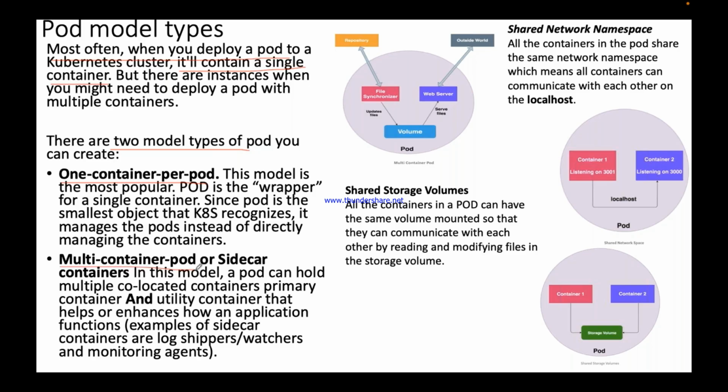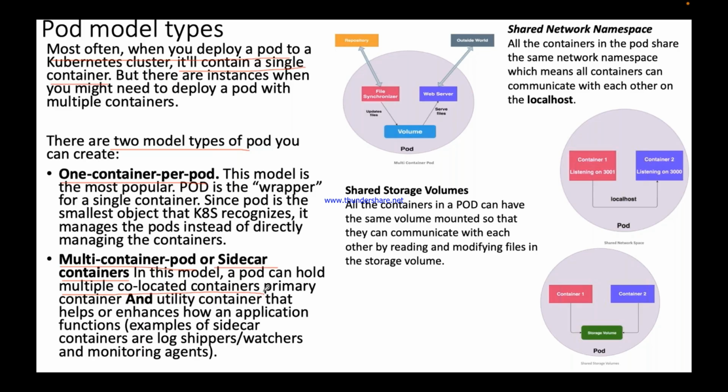Another type is the multi-container pod, or we call it sidecar containers. Multi-container pod or sidecar container. Sometimes in the interview also they'll ask, what is a sidecar container? In this model, a pod can have multiple co-located containers. Co-located containers. What does it mean? Suppose I create a pod with multiple containers.